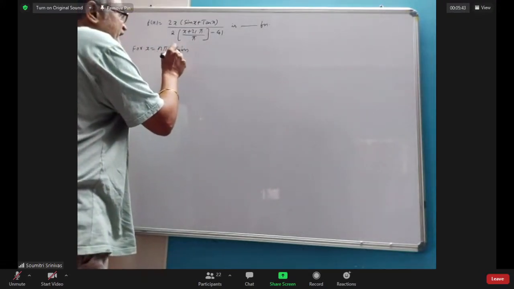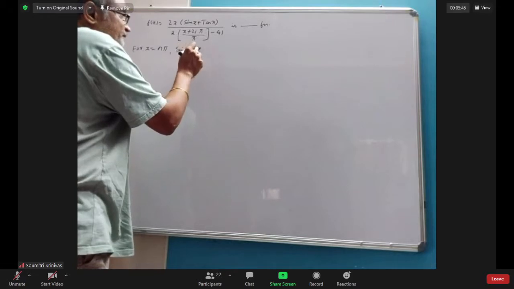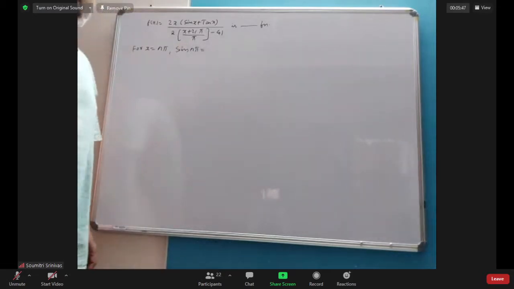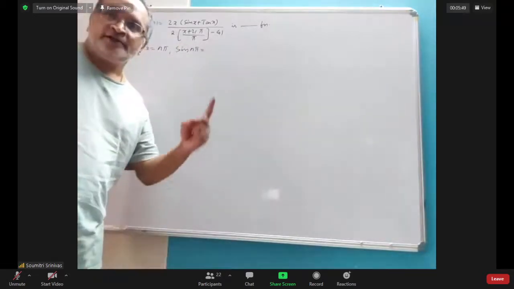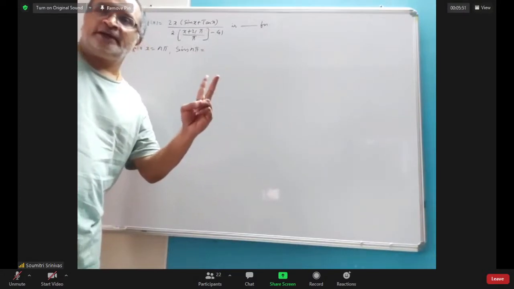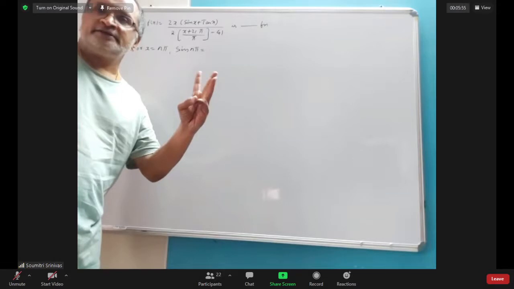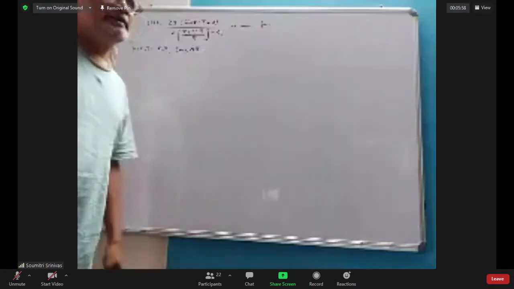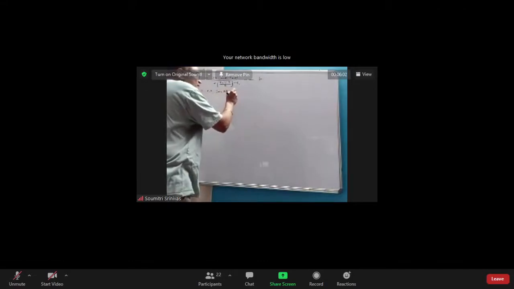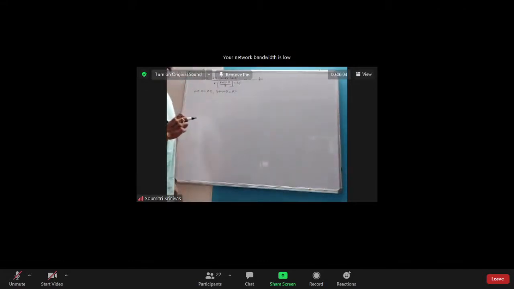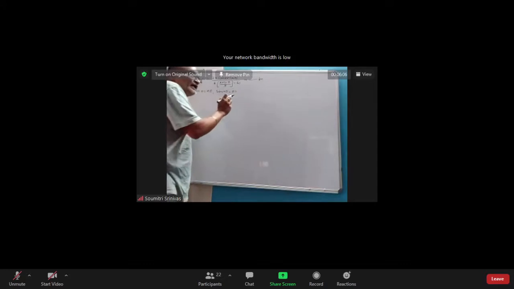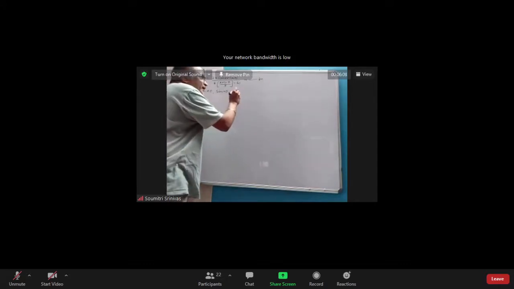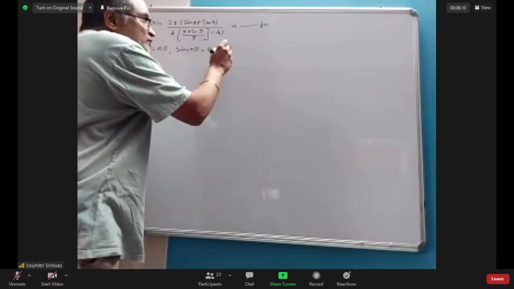What is sin n pi? n belonging to integers. What is sin n pi? Sin 0, sin pi, sin 2 pi, 3 pi, sin 4 pi. What are the values? What is tan pi? Tan 2 pi, tan 3 pi, tan n pi? 0.